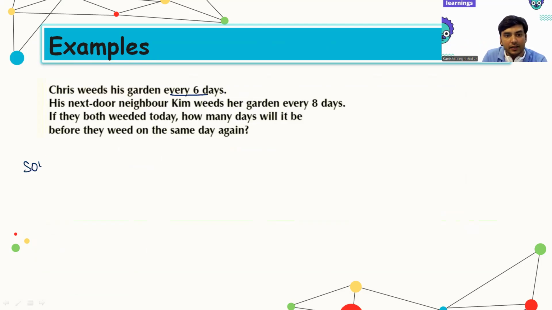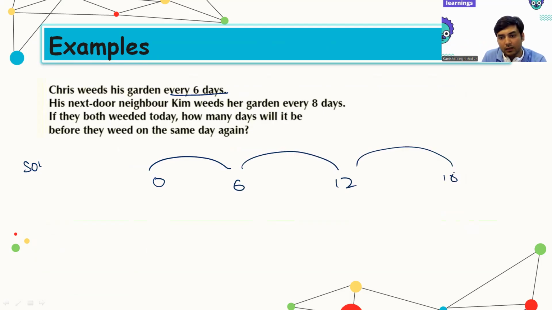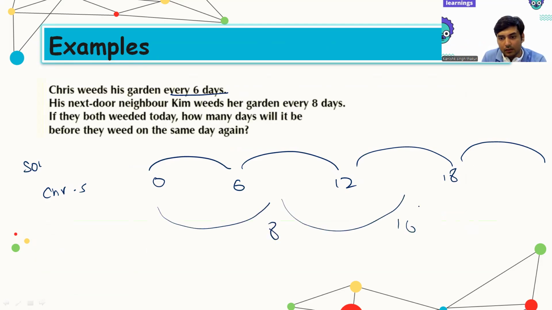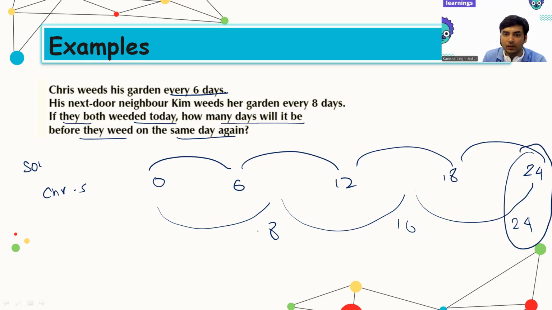Chris weeds his garden every 6 days, right? So 0th day, then 6 days, then 12 days, and then 18 days. This is how Chris will be going. His next door neighbor comes every 8 days, right? So 0, then 8, then 16, then 24. They will definitely meet up at 24. If both weeded today, how many days will it be before they weed together? So definitely on the 24th day, 24 you can see is common in both of them, right?